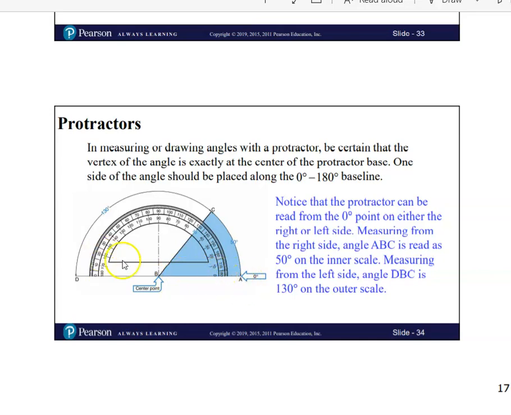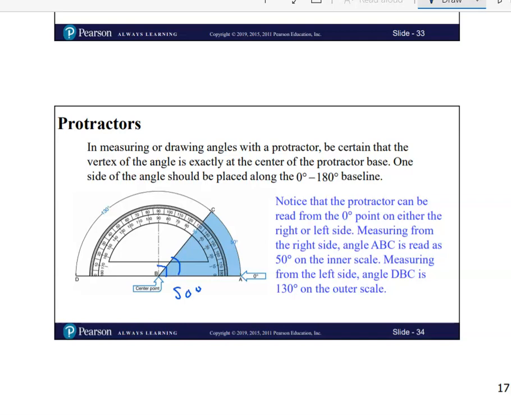Now, notice that this goes from 0 to 180 this way, and this goes from 0 to 180 this way. Well, I know that the 90-degree angle is right here. Okay, so this makes a 90-degree angle. So one thing I know immediately is that because this angle has to be smaller than 90 degrees, I can't call it 130. I'm going to have to use the number on the bottom, which is 50 degrees. So this angle is 50 degrees.